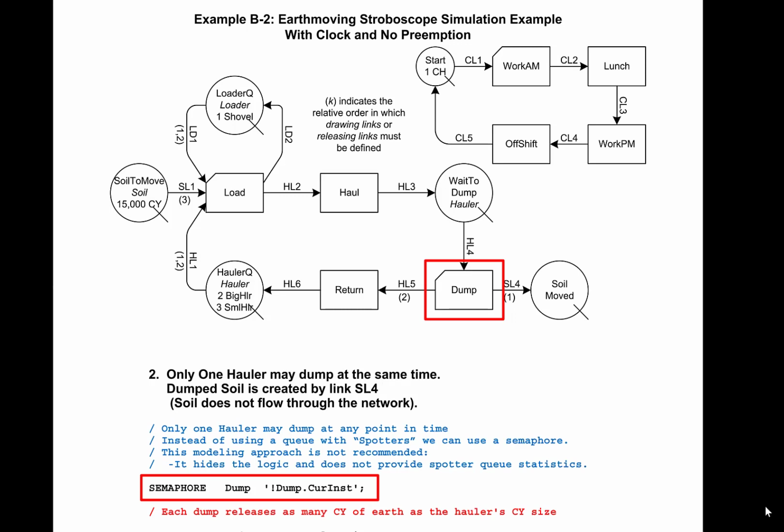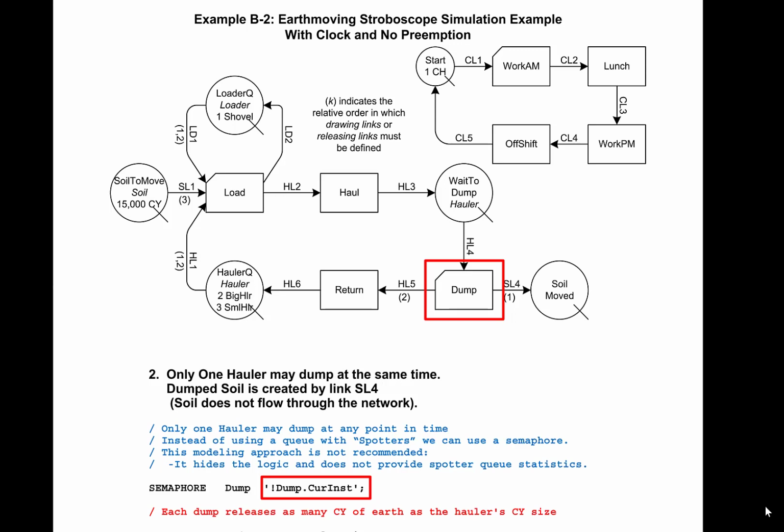Semaphore dump: not dump.carInst. The variable dump.carInst gives us the number of current instances of activity dump, which in this model can only have the values 0 or 1. It is 0 if dump does not have any current instances, and it is 1 if there is one instance of activity dump going on.